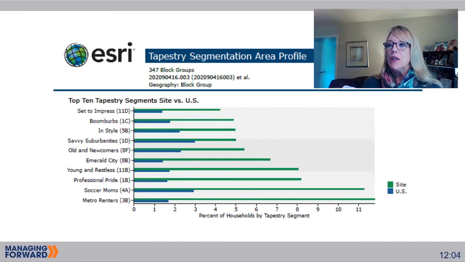So they're not necessarily the top in the United States. Savvy suburbanites and soccer moms look like they hit, and then In Style and old and newcomers are those top segments within the US. So we can break this down nationwide too, if you were looking at attracting markets. And Stephanie, you mentioned using online access. You may still have a brick and mortar, but if you're looking at online and you figure out that soccer moms is your target, then we're going to actually do some marketing nationwide with that.